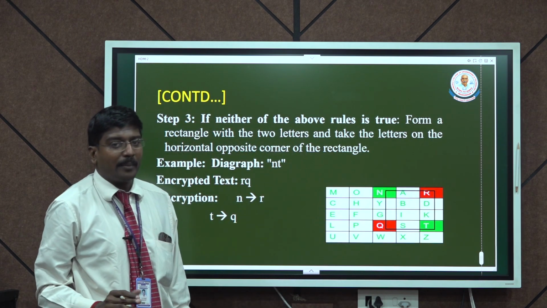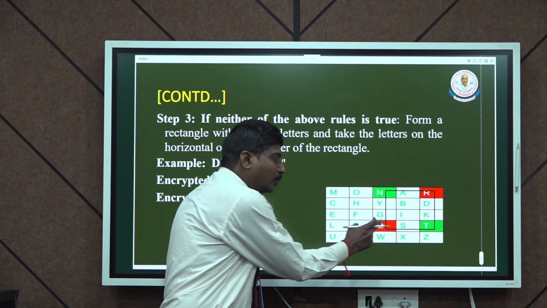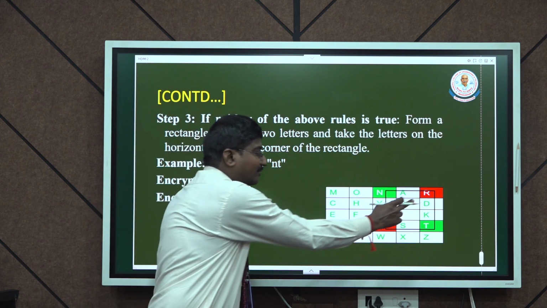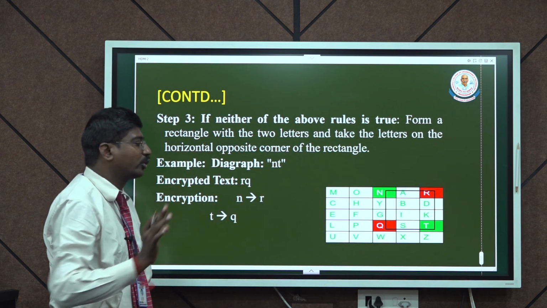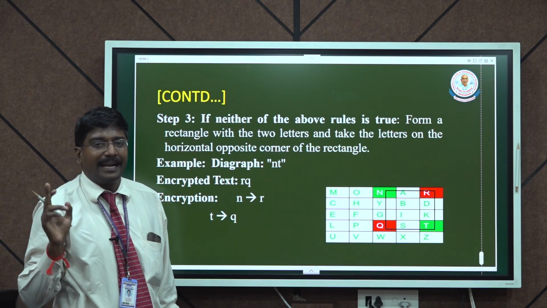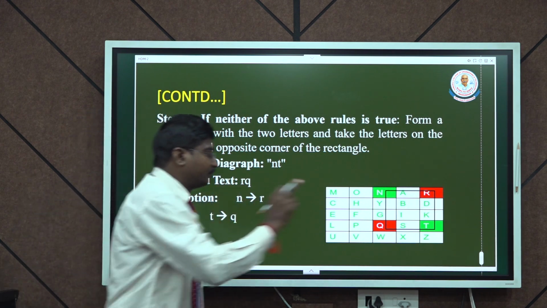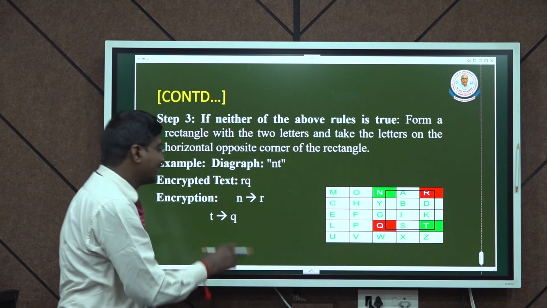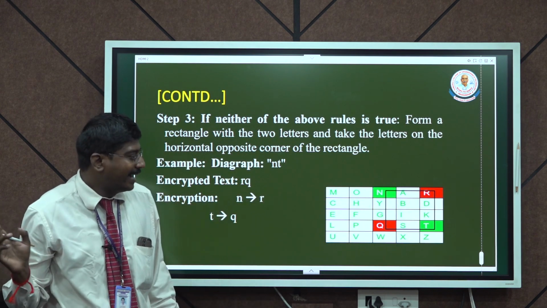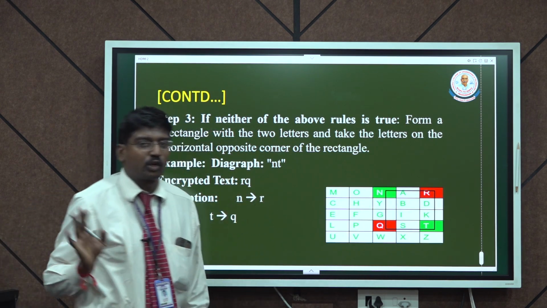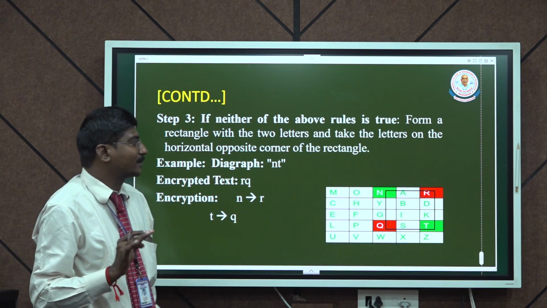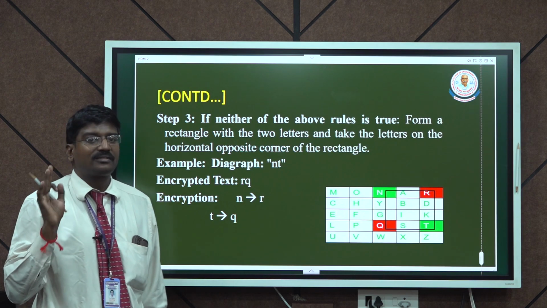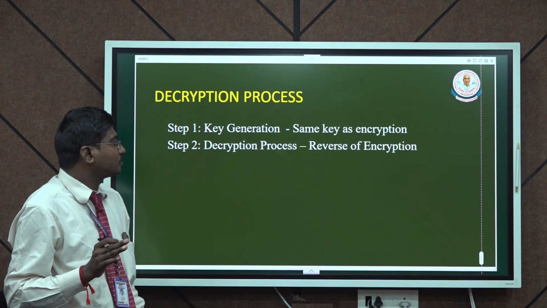After forming the rectangle, you have to take the opposite corners of the rectangle. The opposite corners are R and Q, and these give the ciphertext. Here you can see R, Q. N is replaced by R and T is replaced by Q. This is how the encryption process works. So, these are the three rules for the encryption process.